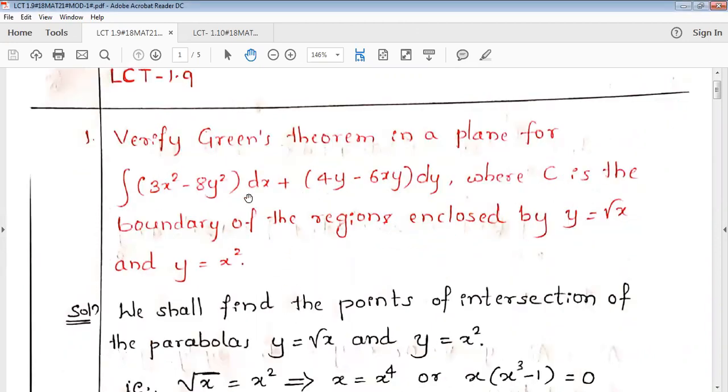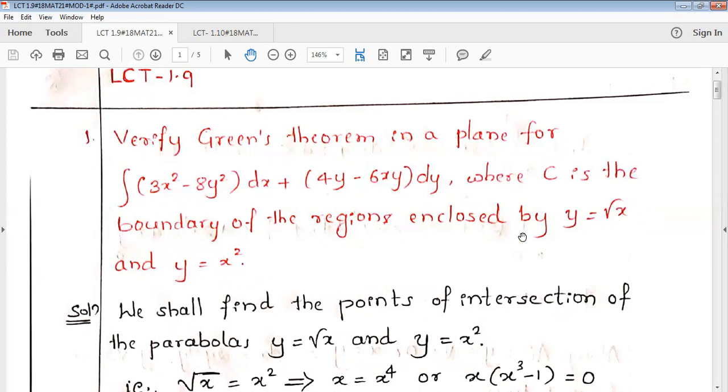First example: verify Green's theorem in a plane for the integral of (3x square minus 8y square) dx plus (4y minus 6xy) dy, where C is the boundary of the region enclosed by y equal to root x and y equal to x square. So this is the given example. We have to verify Green's theorem for this. For that, first we need to find the points of intersection of the given regions.